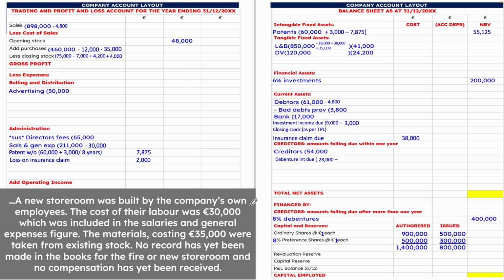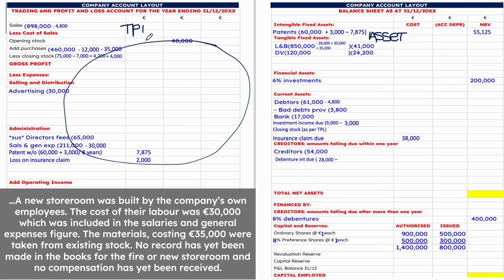So a new storeroom was built by the company's employees. The cost of everything is in the TPL because it's in the salaries and general expenses. Materials costing 35,000 were in the existing stock. So remember, this is during the year, so this is purchases. So as yet, all of the costs for the building, the building here is an asset, right? But the costs are currently in the TPL, and the cost should not be in the TPL because the TPL is the place where we record expenses and revenues. It is not where we record assets.